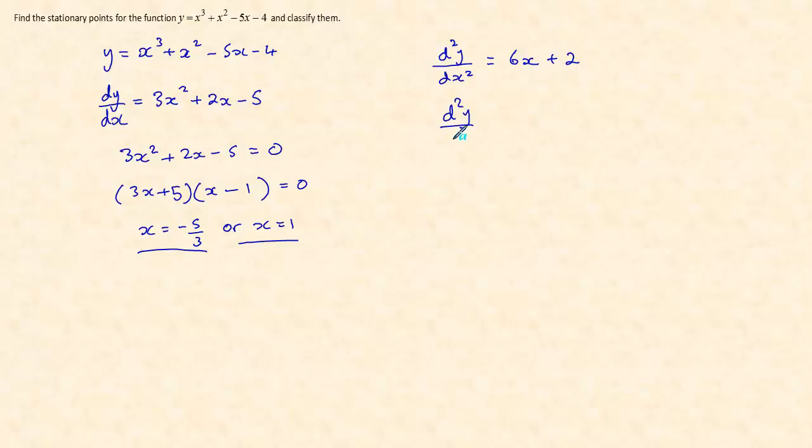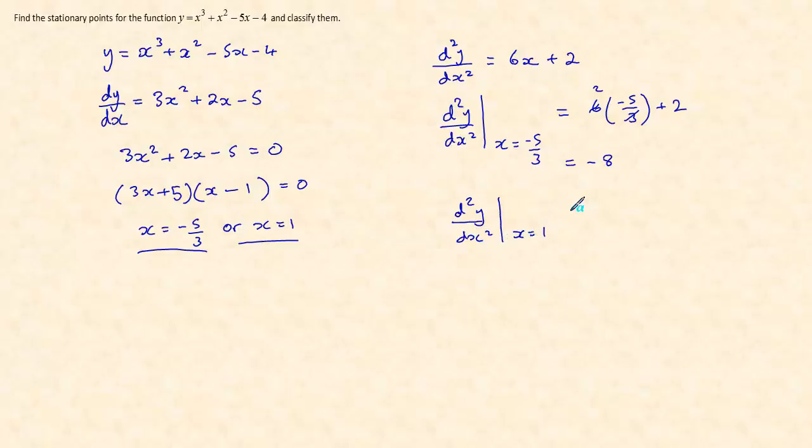So if we do d2y dx squared and we evaluate it when x is negative 5/3, we get 6 lots of negative 5/3 plus 2. So that's negative 10 add 2, which is negative 8. And d2y dx squared evaluated when x is equal to 1 is equal to 8.